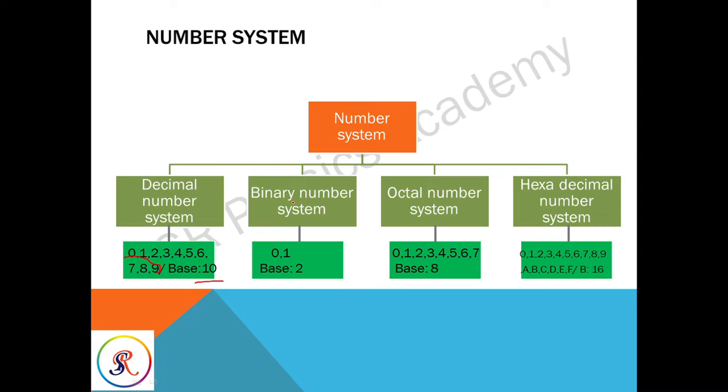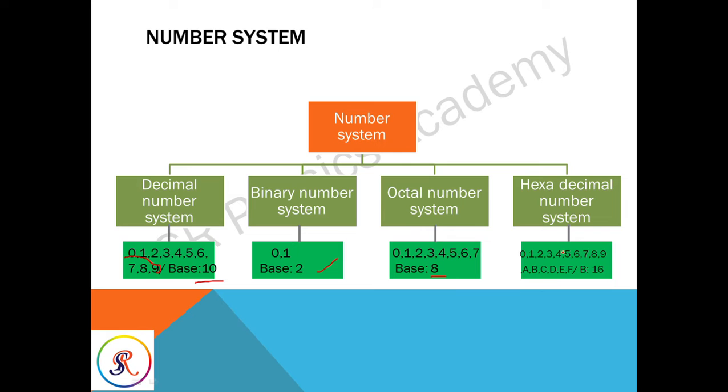Second one, binary number system. We already know binary means two numbers, 0 and 1. In this case the base is 2, which means there are 2 unique digits. Octal number system, the base is 8. That means 0 to 7, 8 unique digits.